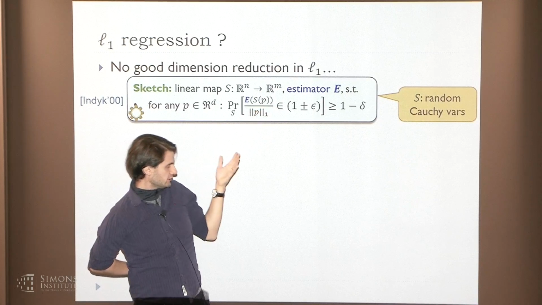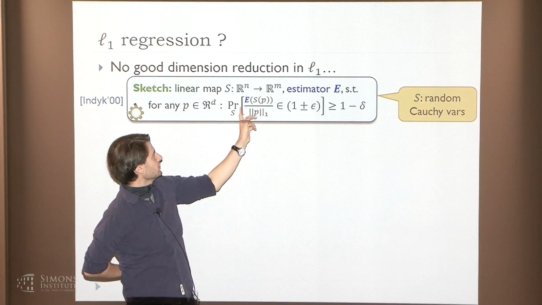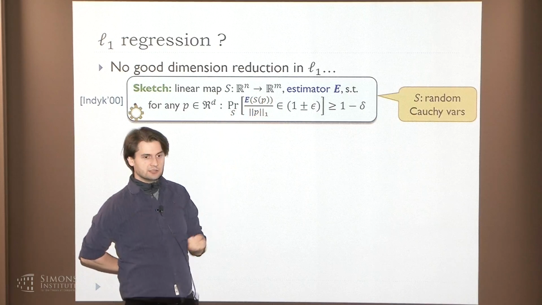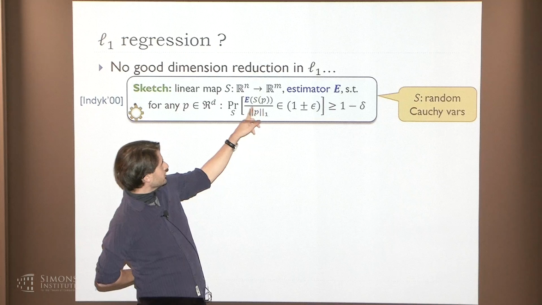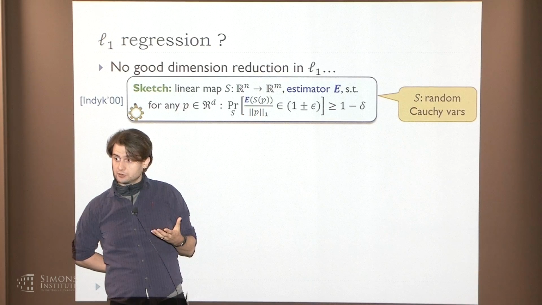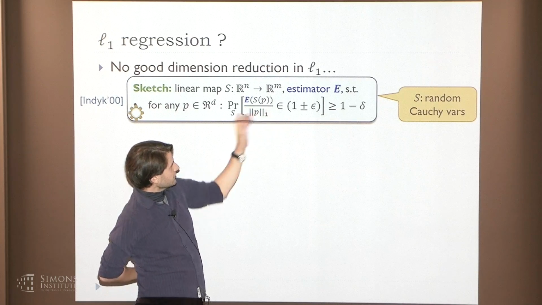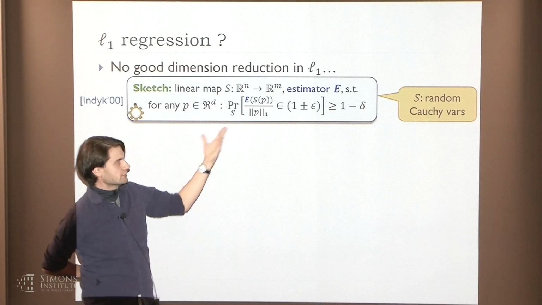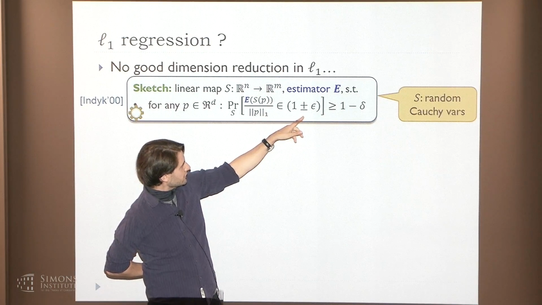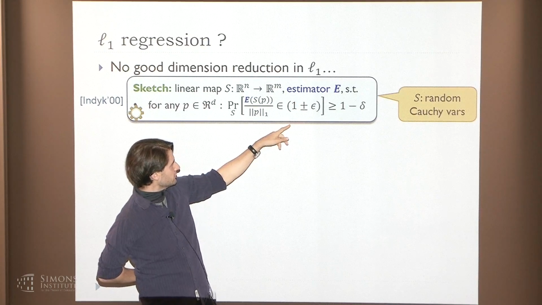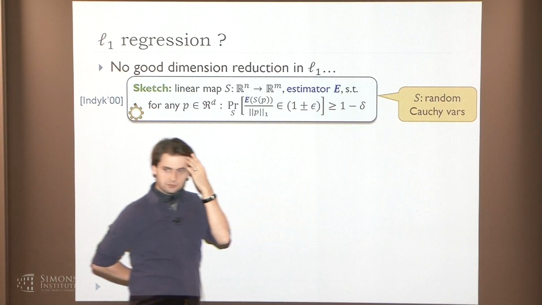Okay, so the difference is that originally we really cared that this estimator is just computing the L2 norm. Here we're just allowing an arbitrary algorithm. And the rest is exactly as you expect in a dimension reduction statement, where you have a 1 plus epsilon distortion with some probability.